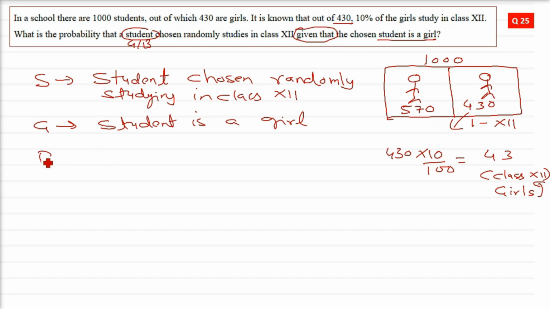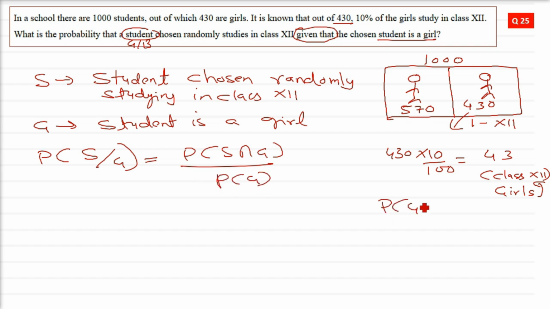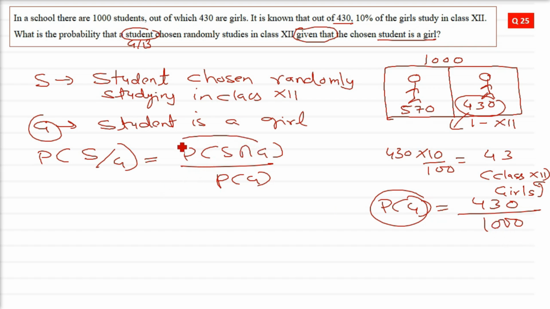Alright, so we'll just solve this question by our basic probability definition. P(S by G) is P(S intersection G) divided by P(G). Now what is P(G)? Probability of a girl. In all there are 430 girls and there are total 1000 students. So 430 by 1000 is the P(G). So choosing a girl randomly from 430 girls, this only girl will come up, is 430 by 1000.